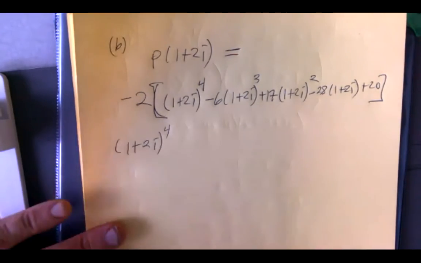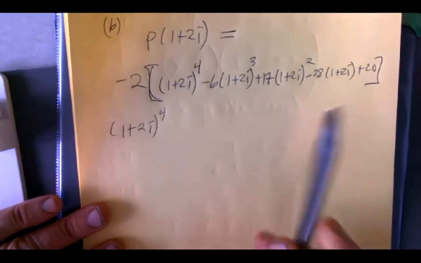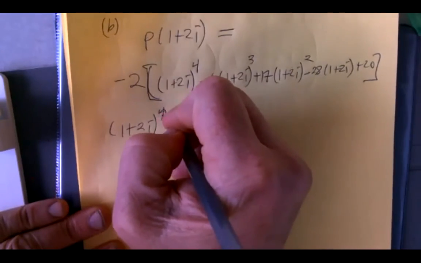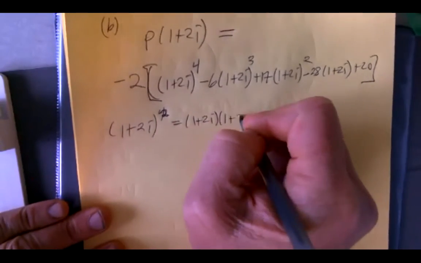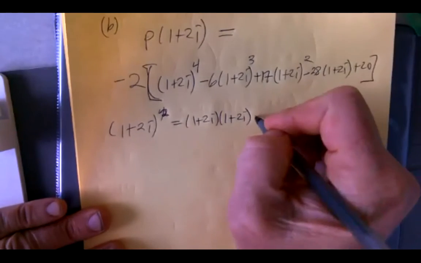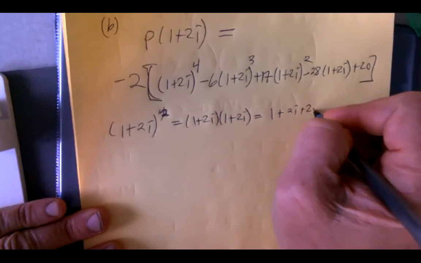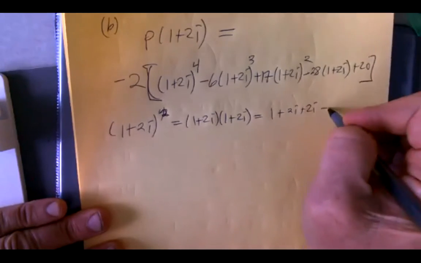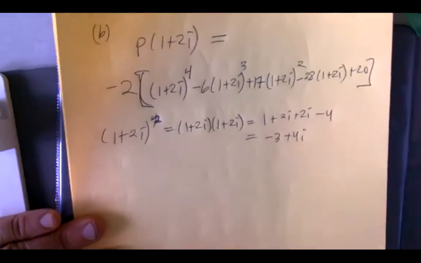So what do I do? Well, the nice thing is, I got to do these and these and these. So I would just start with this, because every answer builds up to the next one. So it's equal to 1 plus 2i plus 2i minus 4. It's equal to negative 3 plus 4i.